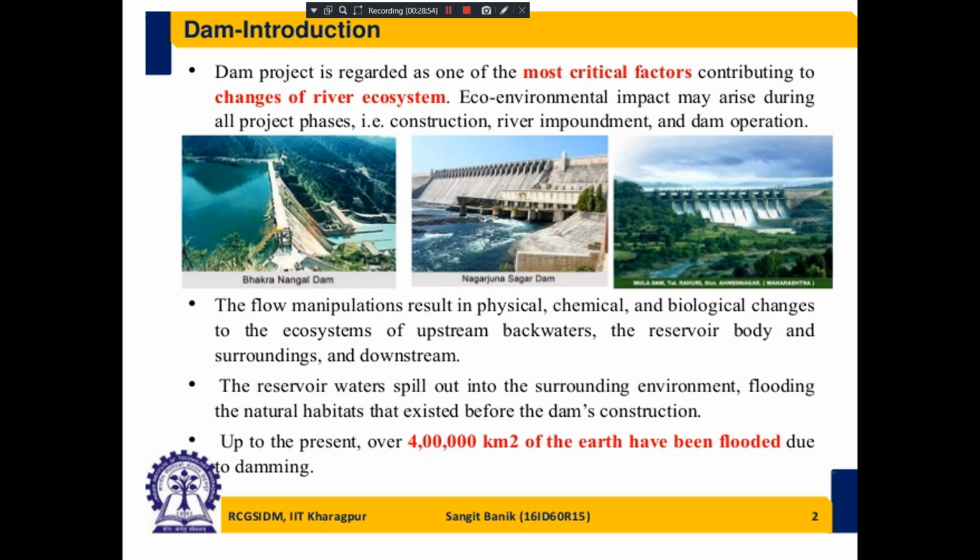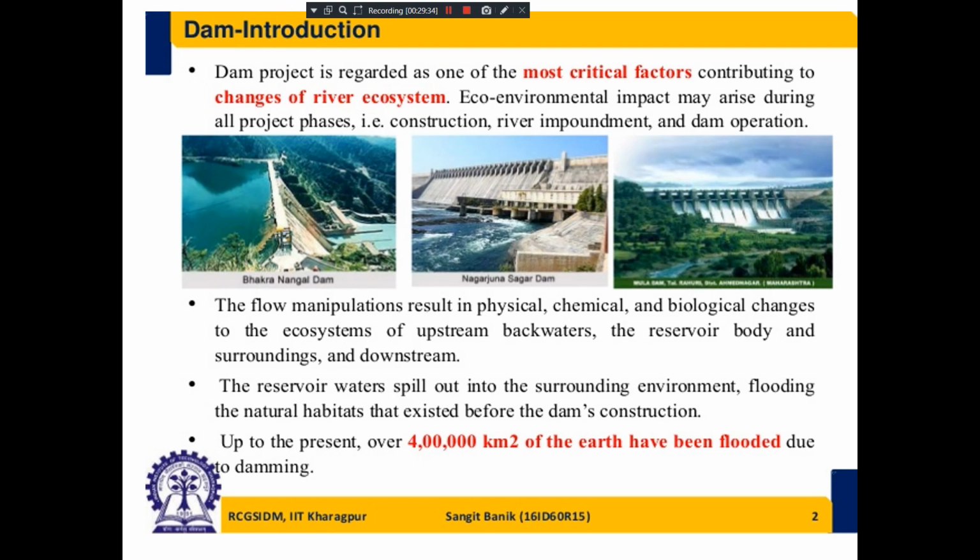But what happens in the name of development? We go for dam construction. But the impact of dam construction on the environment is very huge, in all construction, river impoundments or dam operation. So what happens when a dam is constructed? The naturally flowing river gets obstructed, and the water is released as per the requirement, or as per the will and wish of human beings.